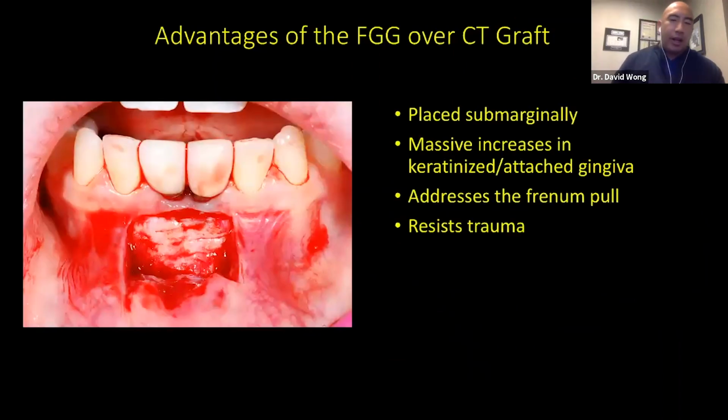So in a situation like this, I chose a free gingival graft because just like the case before with the peri-implantitis, the less manipulation I can do around the marginal tissue, the better I am, because we don't risk increasing the sizes of the black triangles. We don't risk increasing more recession. So I chose a free gingival graft in this situation. You get a ton of keratinized and attached gingiva. It addresses the frenum pull a lot better than a connective tissue graft would.